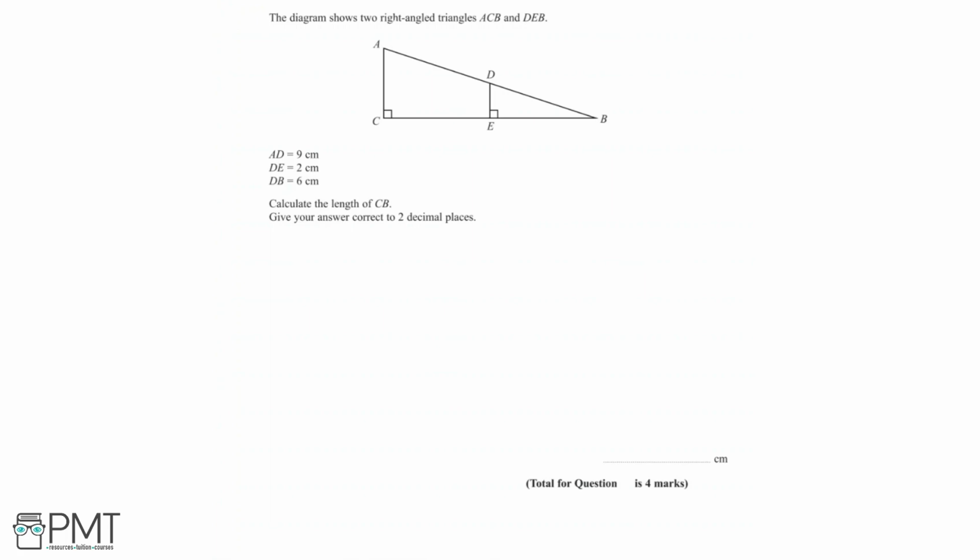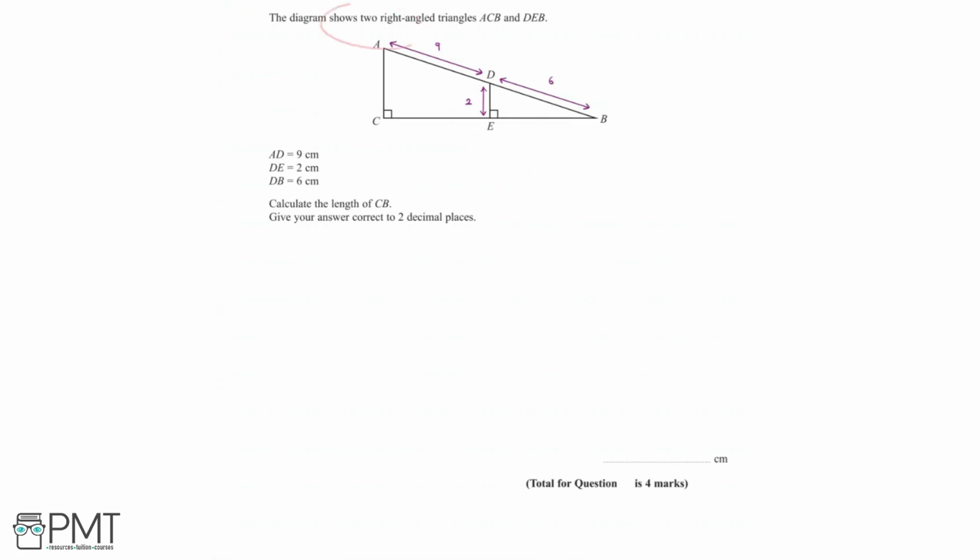Now we can label the information that was given to us on our diagram. We've been asked to calculate the length of CB, and we need to think, how might we do that? Well, let's think about what we've been given in our question. We have two right-angled triangles, and so when you see right-angled triangles, the first few things that might come to mind would be Pythagoras' theorem or trigonometry. And so it's likely that we might use one of those.